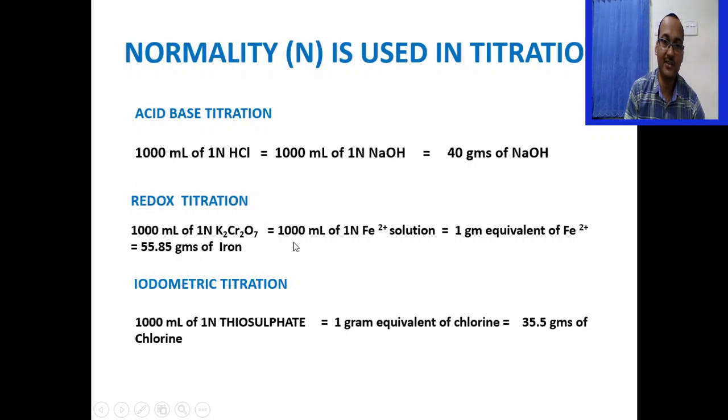During redox titration, suppose we are titrating iron solution with standard potassium dichromate solution. Here the basic equation used is 1000 ml of 1 normal potassium dichromate equals 1000 ml of 1 normal iron solution, that is equal to 1 gram equivalent of iron, that is equal to 55.85 grams of iron. Similarly in iodometric titration, the liberated iodine will be titrated against 1000 ml of 1 normal sodium thiosulfate solution. That is equal to 35.5 grams of chlorine.